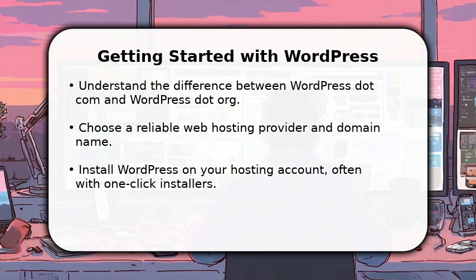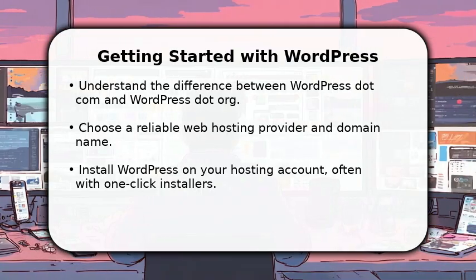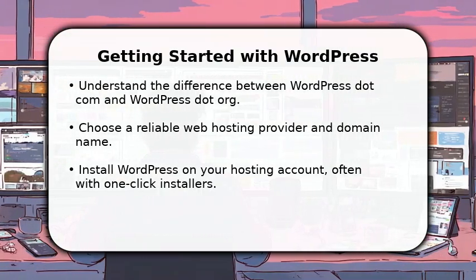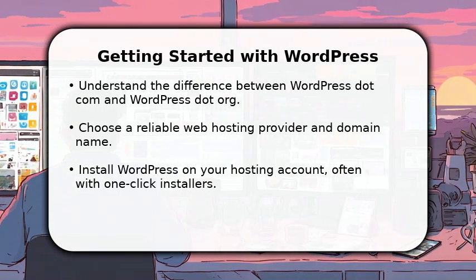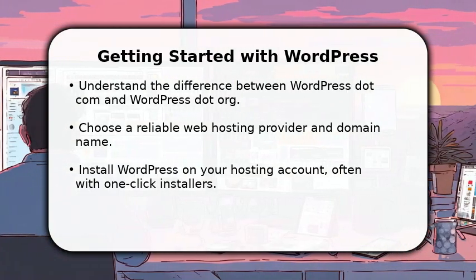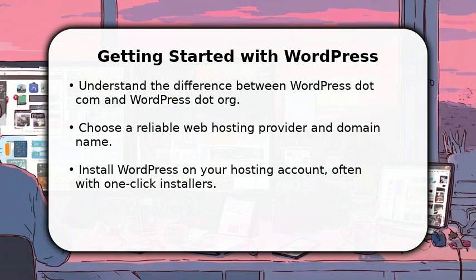Next, select a dependable web hosting provider and register a unique domain name for your site. Many hosts offer simple one-click WordPress installation, making the setup process incredibly straightforward. This initial setup typically takes less than 10 minutes, getting you ready to build.